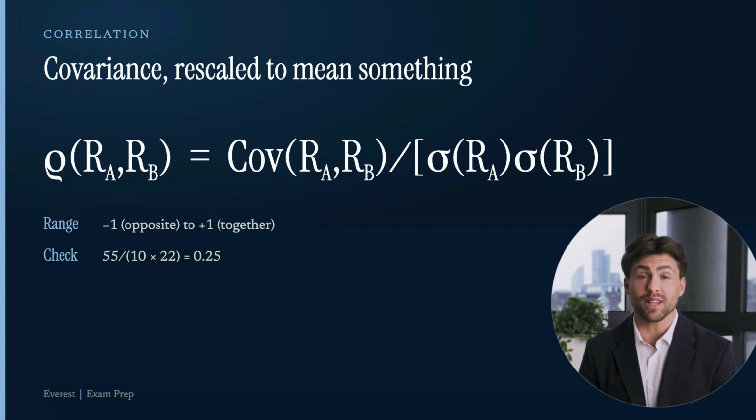Divide covariance by the product of the two standard deviations. Check our numbers. 55 divided by 10 times 22 is 0.25. That's exactly where the correlation came from.